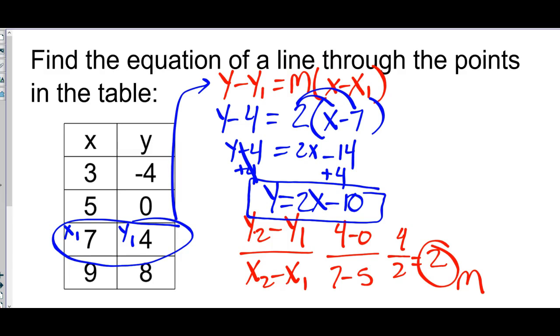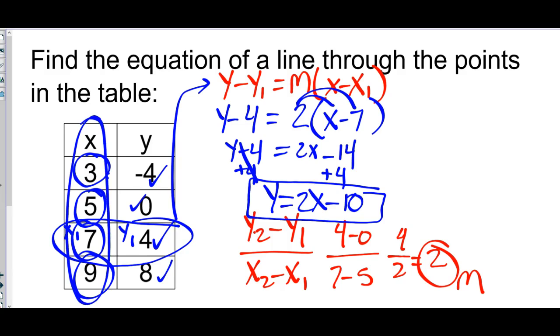I can check this by looking at this x value. What is 2 times x minus 10? Well, 2 times 3 is 6, minus 10 is negative 4. What about 2 times that minus 10? It is 0. 2 times 7 is 14, minus 10. 2 times 9 is 18, minus 10. 2 times this x value minus 10 gives me the range, gives me the y's, or the output.